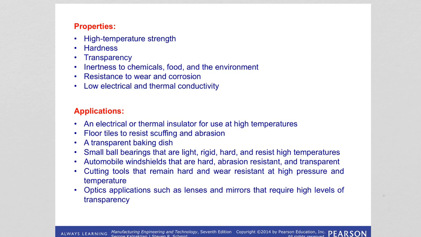If we look at the general properties of ceramics, they have high temperature strength. Because of the ionic and covalent bonds they have, they are very strong, and this gives them high melting temperatures. They are very hard, and that makes them brittle. They can have transparency. They are very inert to chemicals, food, and environment. They are safe, not toxic. And they are resistant to wear and corrosion, and they have low electrical and thermal conductivity.